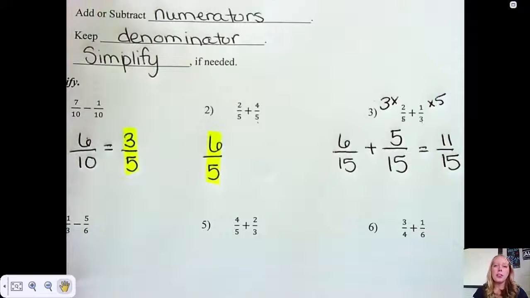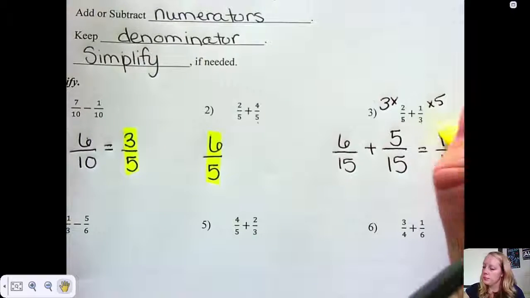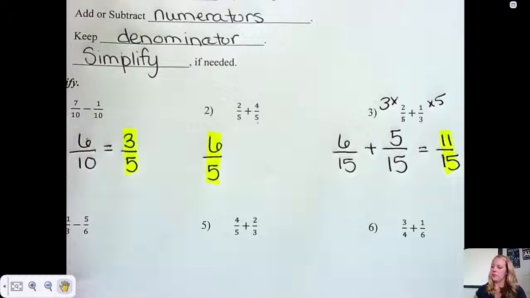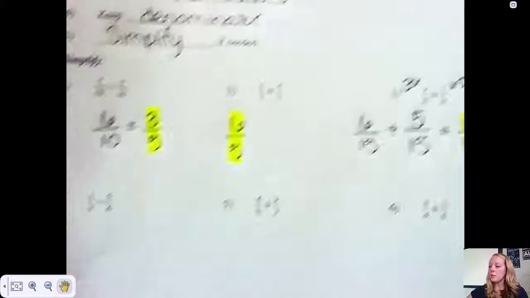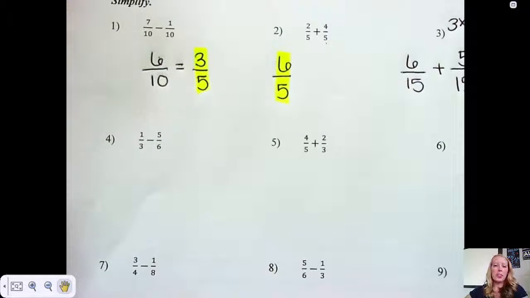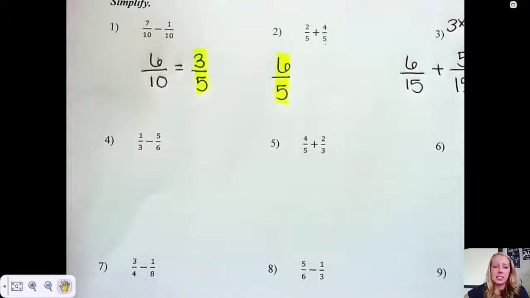What goes into 11 and 15? Nothing. So that's our answer. All right, just a couple more together. On to number 4. 1/3 minus 5/6.